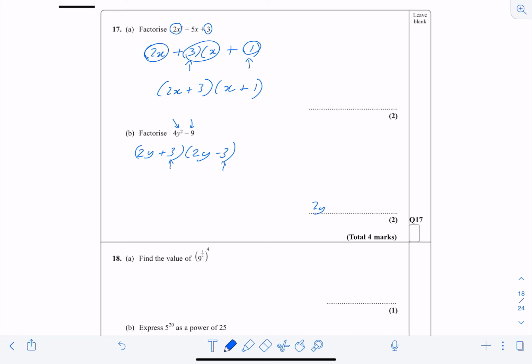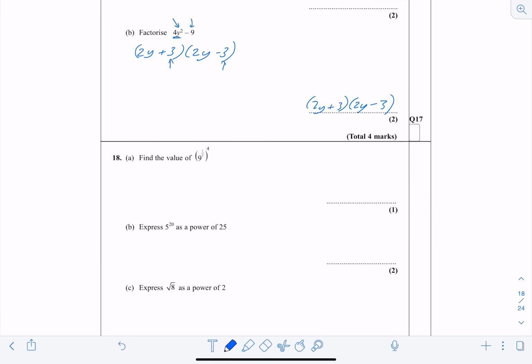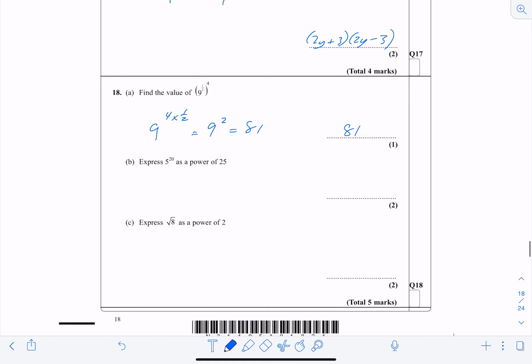2y. How do I know it's 2y? Because I know 2y times 2y is 4y squared. It's (2y plus 3)(2y minus 3). Find the value of 9 to the half power to the fourth power. Well, that's going to be 9 to the 4 times a half. This is a rule that we can use, called an index law. That's going to be 9 squared, since 4 times a half is 2, which is 81. Or you can just put it in your calculator.